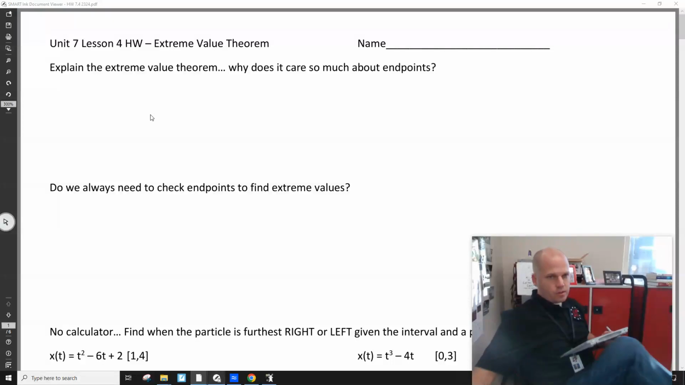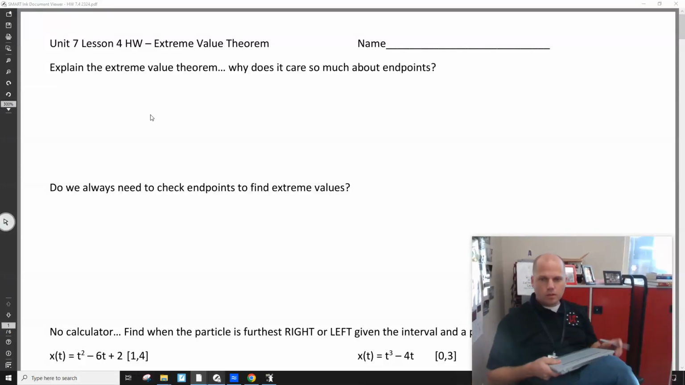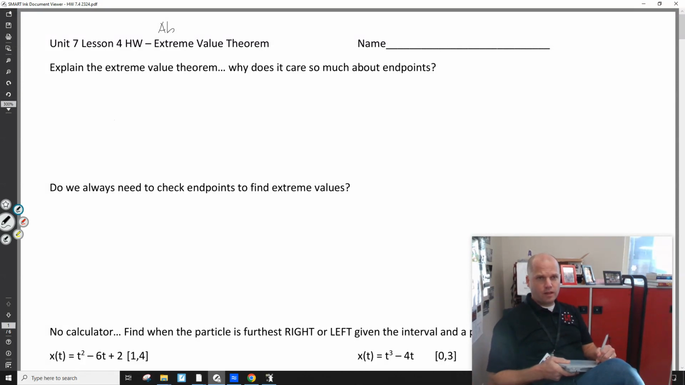What's up, calculus students? Let's do the 7-4 homework on the extreme value theorem, which refers to finding absolute maxes and mins. It's very simple. Any max or min on a function where we have a closed interval can occur at the location of a relative max or min, where the derivative equals 0.